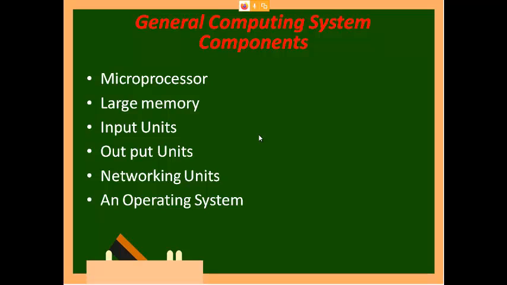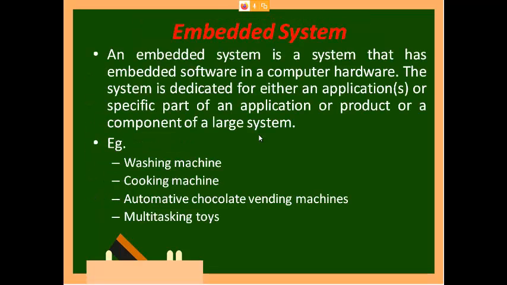But when you want an example with humans, there are different groups, and how the members of each group communicate requires an operating system. Then, an embedded system is a system that has embedded software in computer hardware. The system is designed for either an application or a specific part of an application. So you can prepare an embedded system for an application, or for a small part of an application.